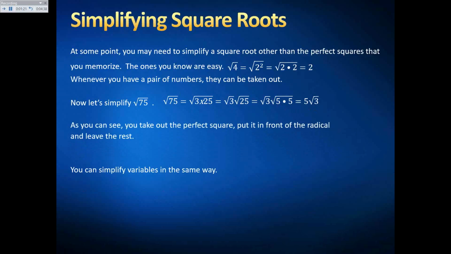You can simplify variables in the same way. So if we had the square root of 9 times n to the 4th power, that's going to be the same thing as 3 times 3 for 9. And n to the 4th, of course, would come from n squared times n squared, right? So we'd have n times n times n times n, and that would be n squared, taken out from the radical. So we have 3n squared. Just remember to take out the pairs.